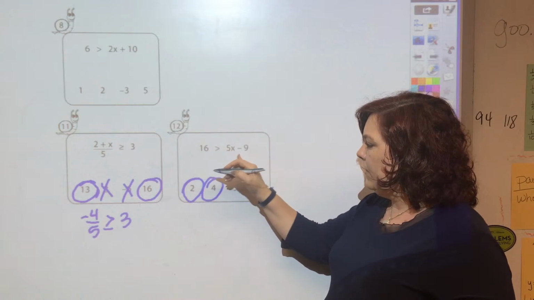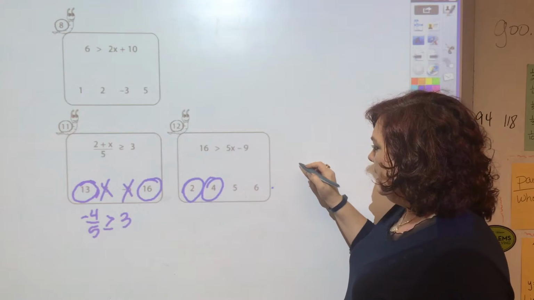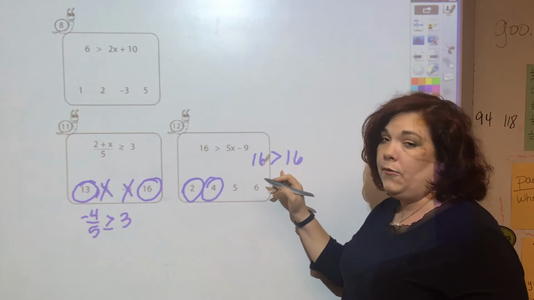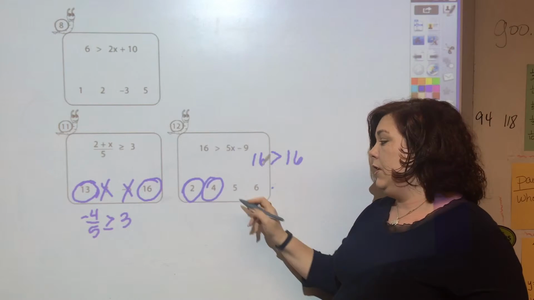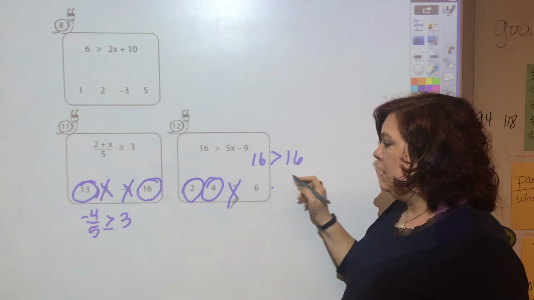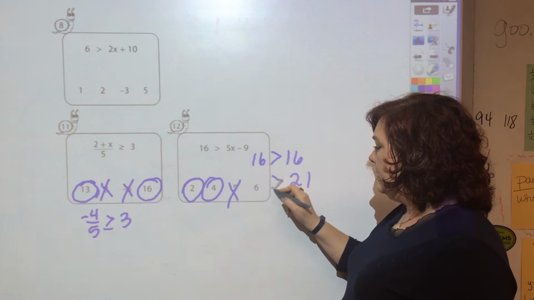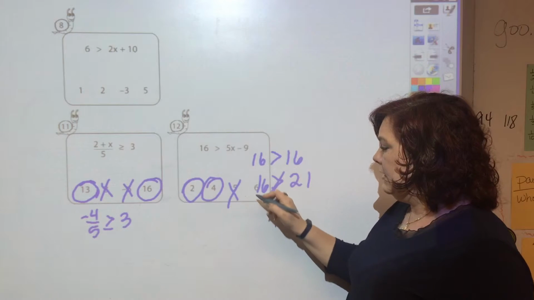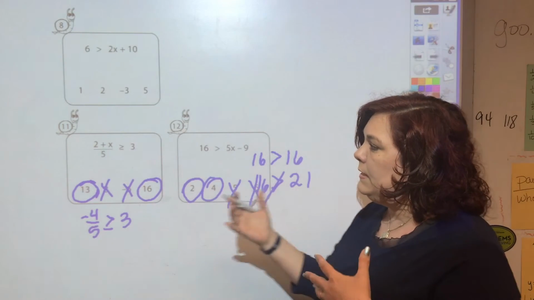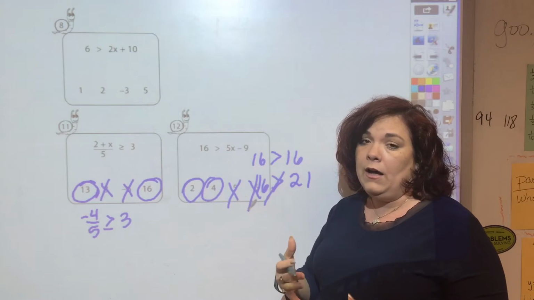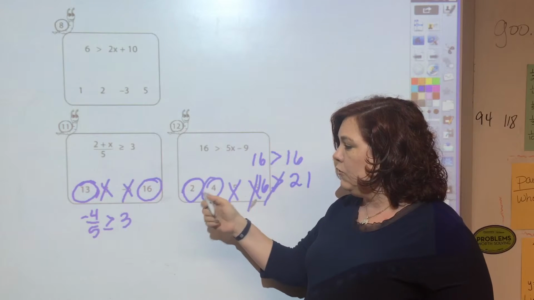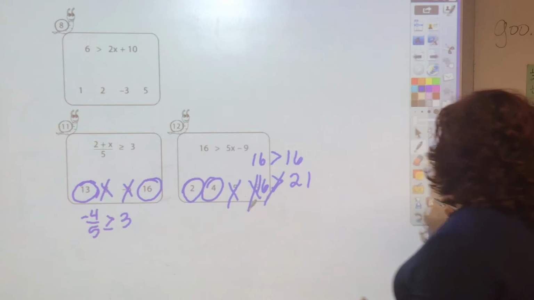5 times 5 is 25 minus 9 is 16. Is 16 less than 16? No, it is not. It is equal to. So it's not less than. And then 30 minus 9 is 21, and that is certainly not less than 16. So that is not the case. So you can see by doing this, by using the answer choices, you can find the answer to an inequality.